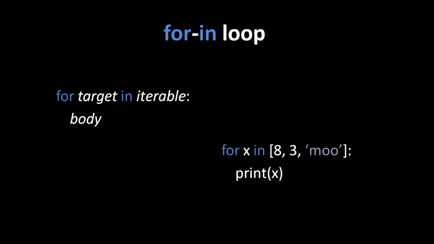And I would say for-in loops are actually used the vast majority of the time in Python code, while while loops are only used in the minority of circumstances, because the vast majority of times when we want to loop over something, it's some collection where we want to go through all the values.